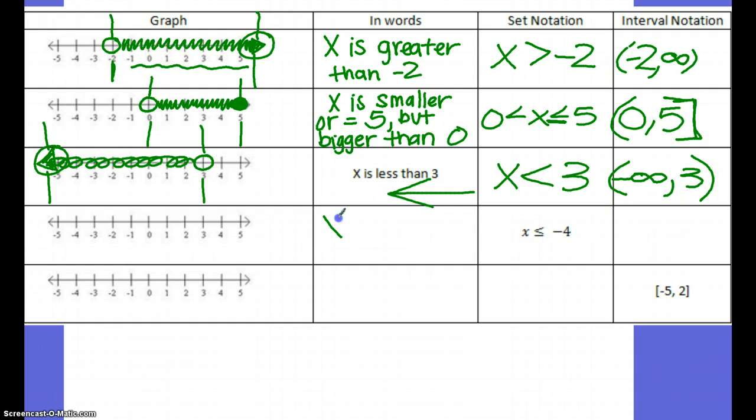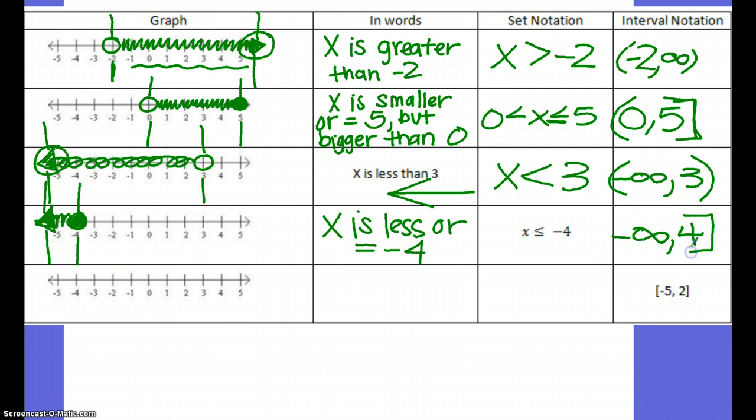The next one, let's just start here. This says x is less than or equal to negative 4. So if we're going to graph that, we're going to go to negative 4. It could equal, and we want everything less. So it would look something like that. And if we're going to do intervals, as we come across, the first thing we have is an arrow, and the biggest number we have is negative 4. So again, we're going to do negative infinity to negative 4. This time the 4 is included. It has the equal to line. So we are going to put a bracket around it.